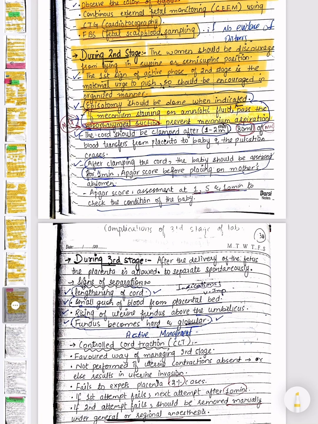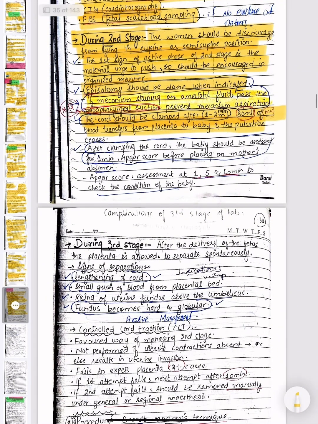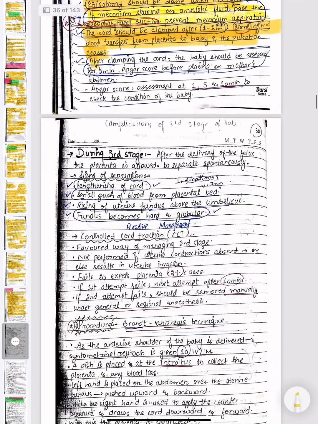The cord should be clamped after 1 to 2 minutes, and 80 ml of the blood transfuses from the placenta to the baby and the pulsation ceases. After clamping the cord, the baby should be assessed for the 1 minute Apgar score before placing on the mother's abdomen, and Apgar score assessment is done at 1, 5 and 10 minutes to check the condition of the baby.